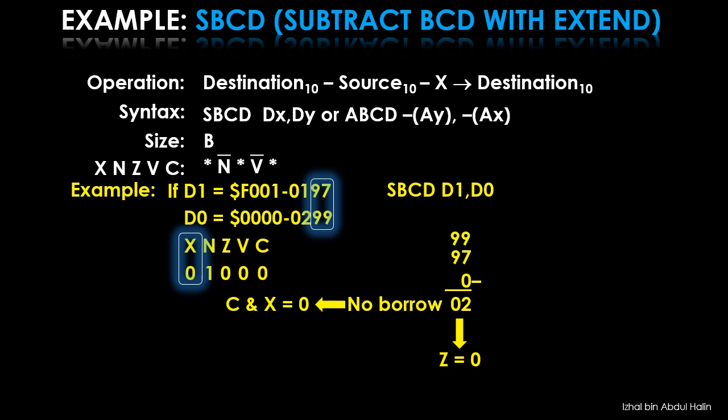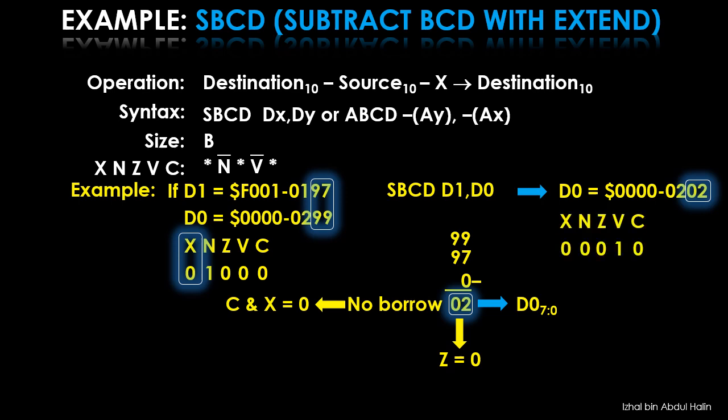The results of the SBCD operation is moved to the first 8 bits in the destination operand. Thus, 02 is moved to the lower byte of register D0. D0 now contains 00000202. The value of the N and V flags are inverted. Thus, the status register's final values is 00010.